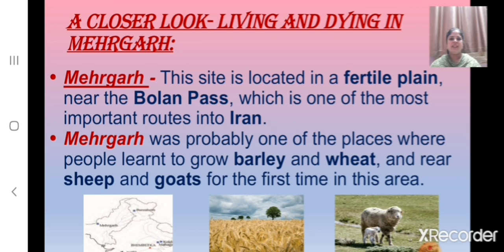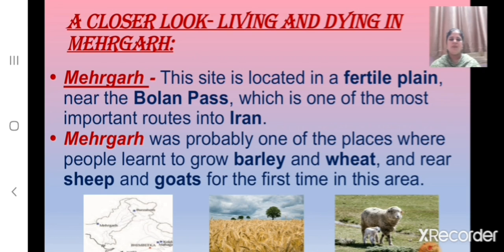Now let's revise the next topic, a closer look, living and dying in Mehrgarh. Mehrgarh is located in a fertile plain near the Bolan Pass, which is one of the most important routes into Iran. It was probably one of the places where people learnt to grow barley and wheat and rear sheep and goats for the first time in this area.